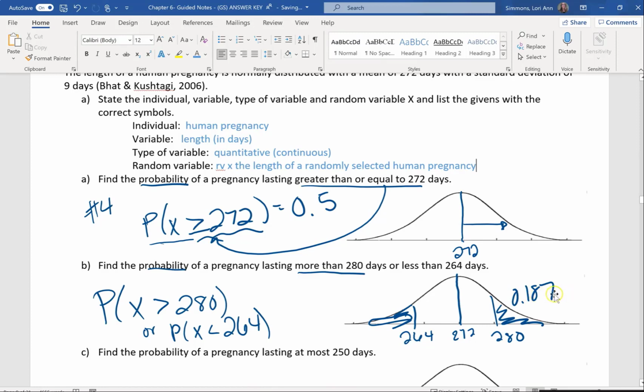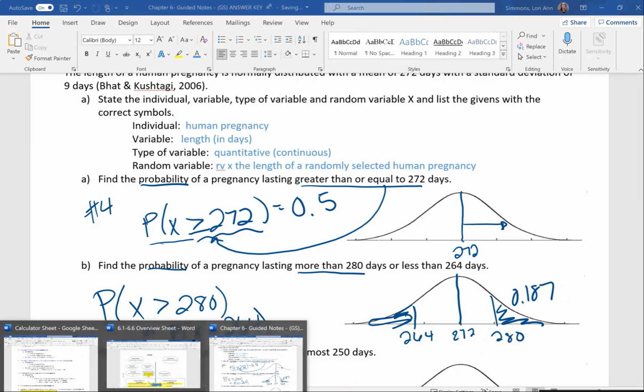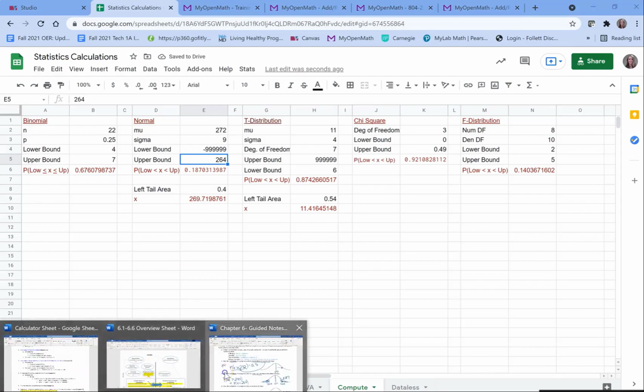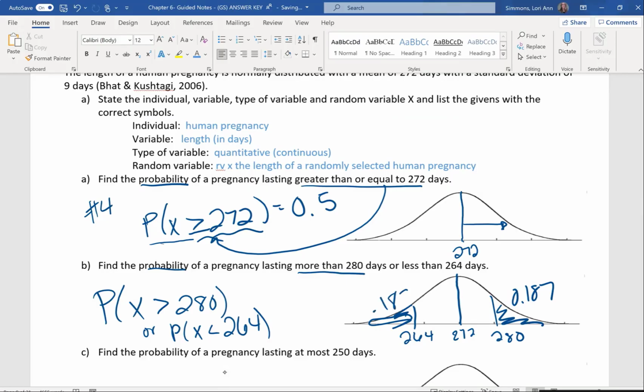Now you might want to go out further depending on where you're supposed to round to for your final answer. And then 264 and less. So 264 is the highest number now, and you're going to go all the way down to a really small number. So 0.187 as well. So add those together, you get 0.374.